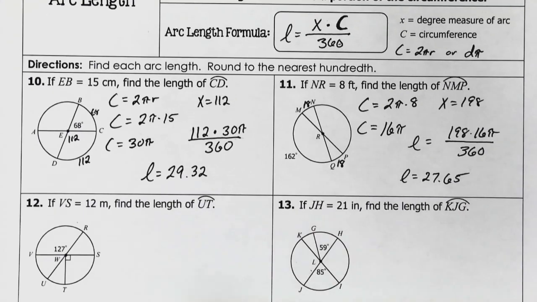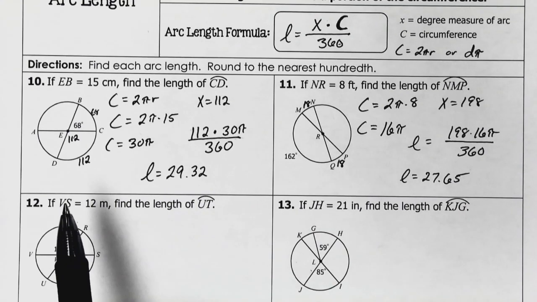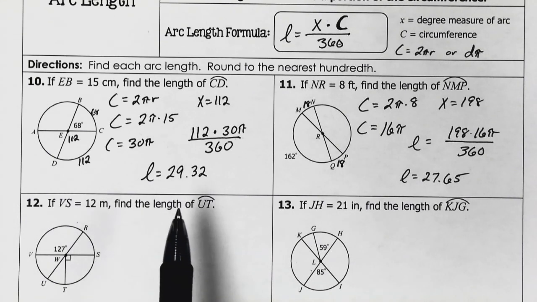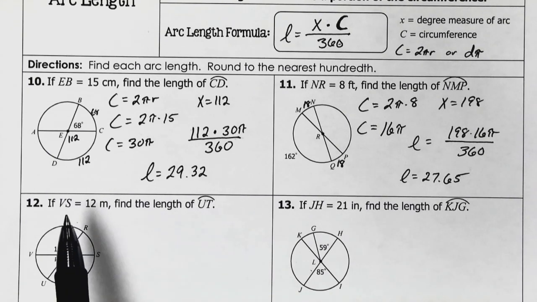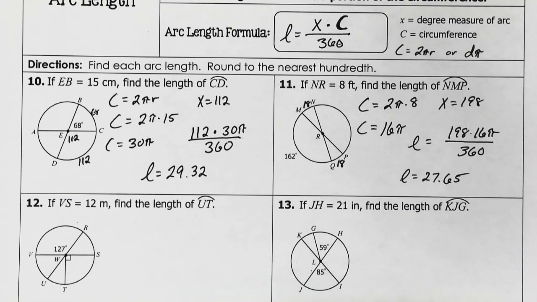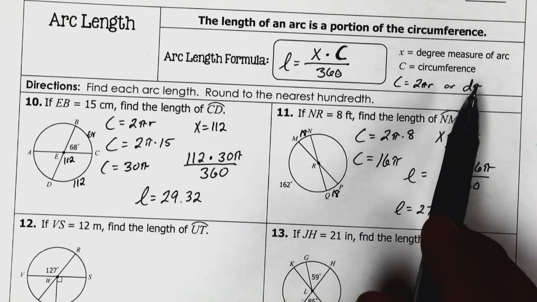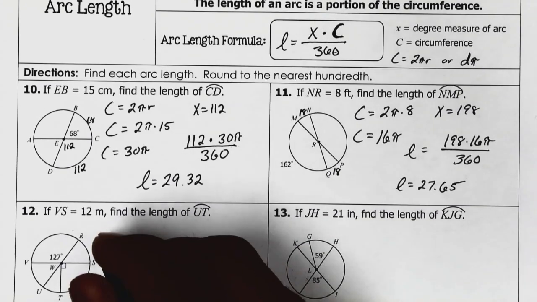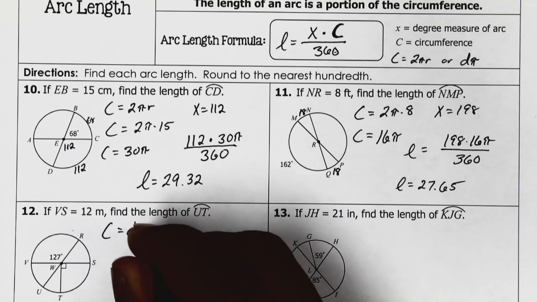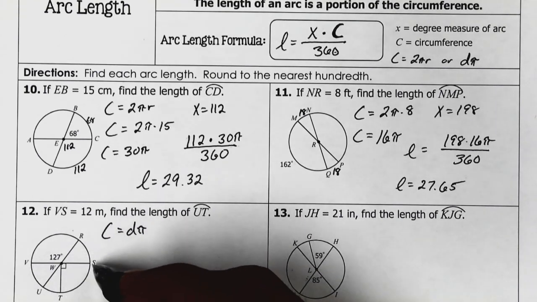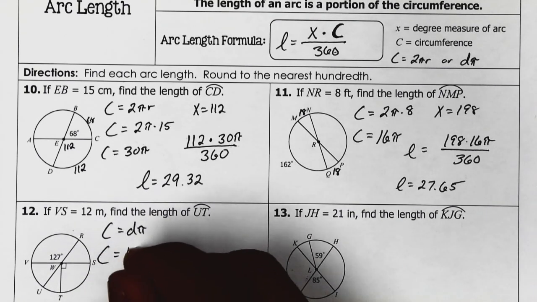All right, number 12 says if VS is 12, find the length of arc UT. So VS is kind of nice because VS is a full diameter. So if your full diameter is 12, then I can use this d pi formula. That means the circumference is equal to d pi. If diameter is 12, then circumference is 12 pi.